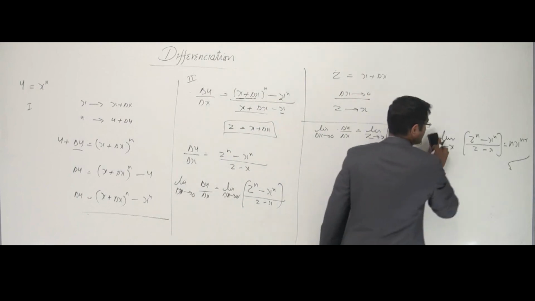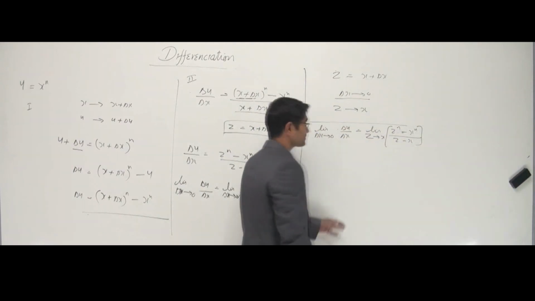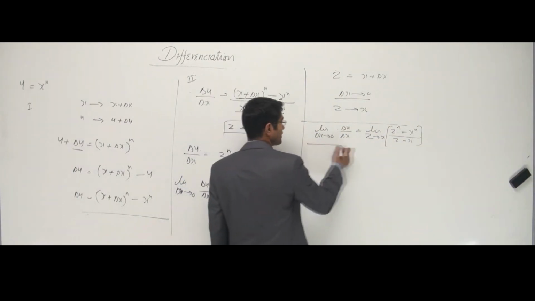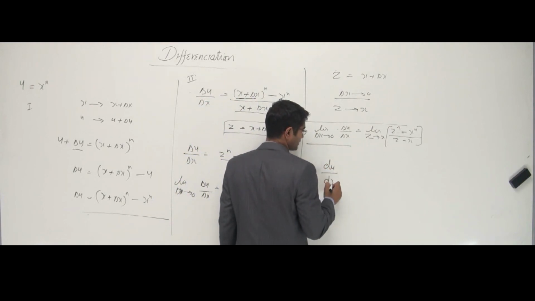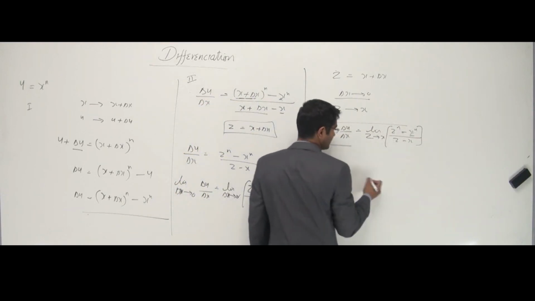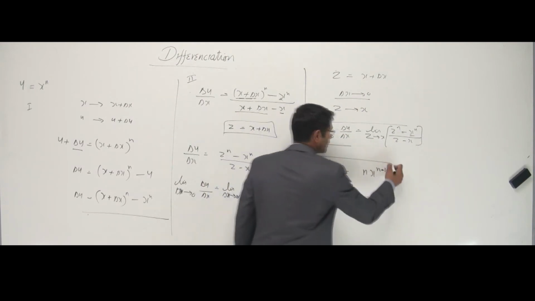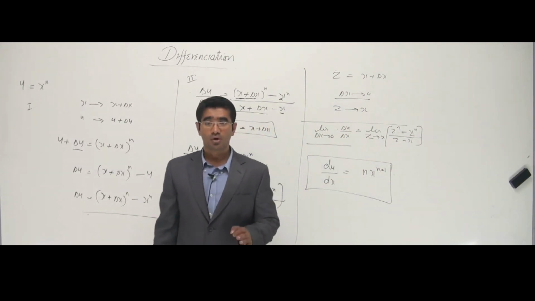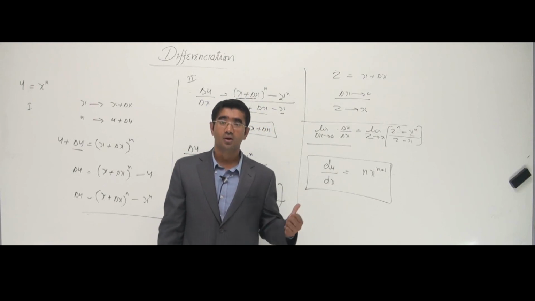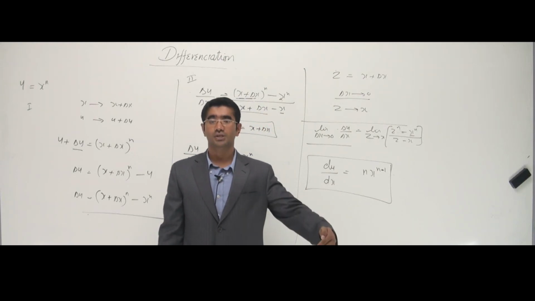According to this formula, what do you get? The left hand side is dy by dx, and the right hand side, I see, is n into x power n minus 1. Okay, that's the simple formula we have. Right, let's do a couple more problems on this formula and how to use this in your differentiation.